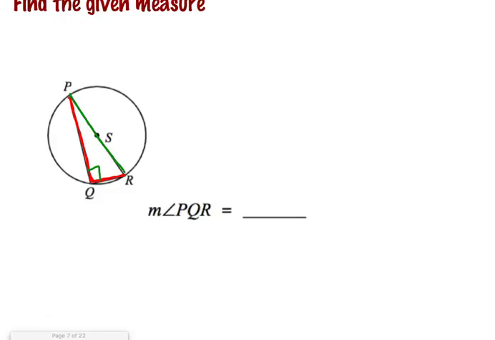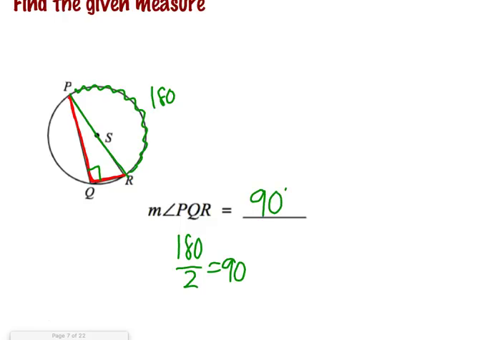Well, PR is a diameter. It goes through the center of my circle, which makes this arc 180 degrees. 180 divided by 2 does in fact give me 90 degrees. Good work.